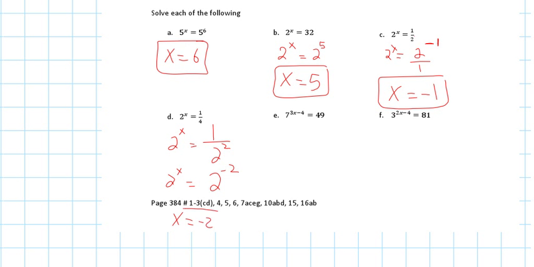Okay? So not only did I flip, I changed my 4 to 2 to the power of 2, because 4 is 2 to the power of 2. I see ugly face. Why didn't we do it like the one before? Because it's already a 2, and my base is 2. I don't need to change.